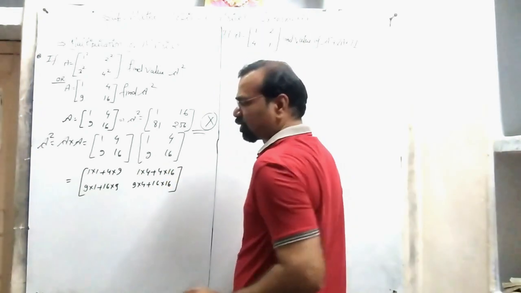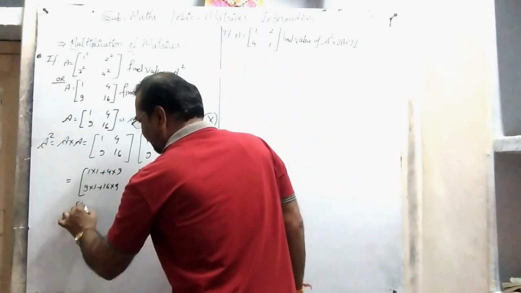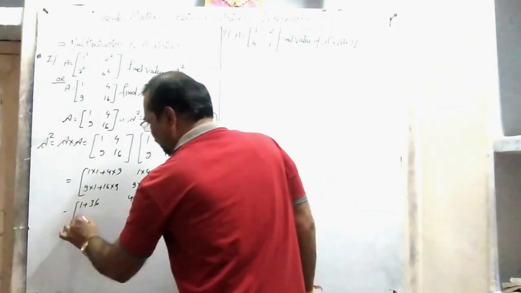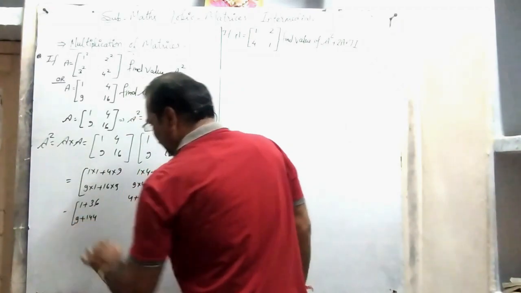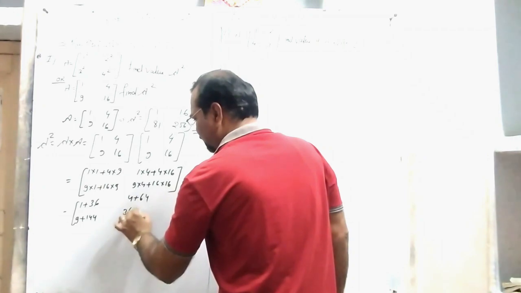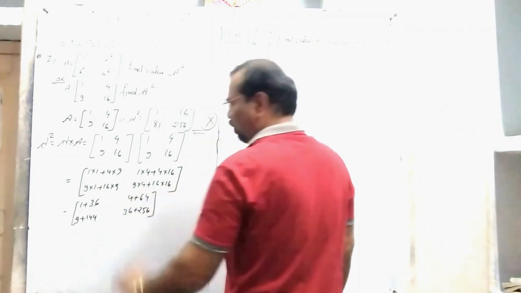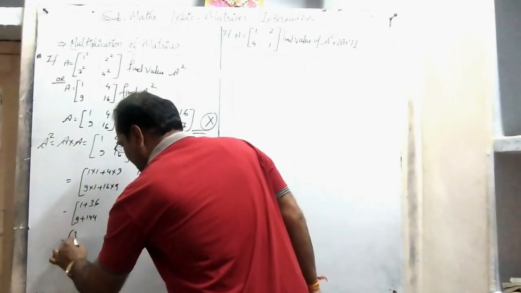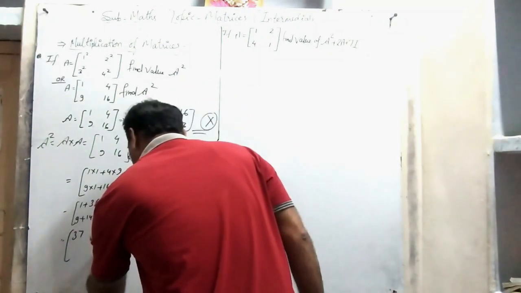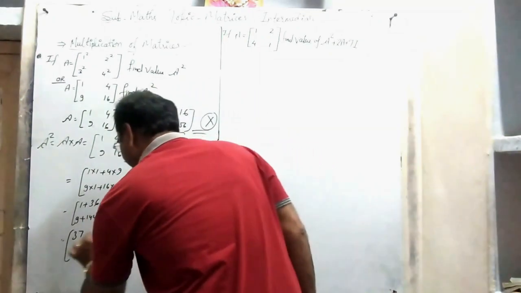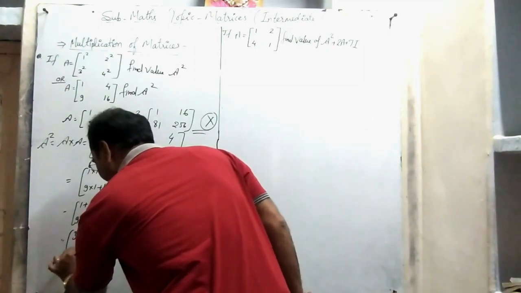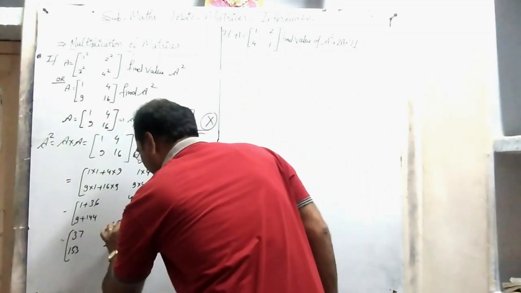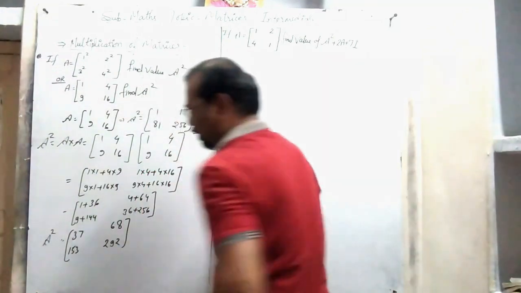That is the value of a square. What is the value? That is 1 plus 36, 4 plus 64, 9 plus 144, plus 36 plus 256. Okay students, work it out. So now that value is 37, 68, and that is a 153, and that value is 292. That is the value of a square. So we can find that.